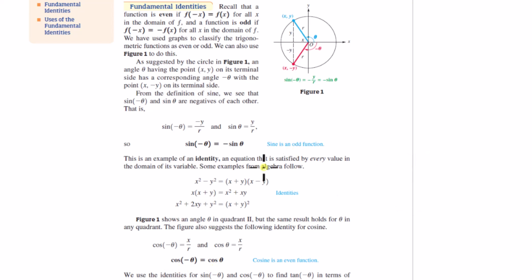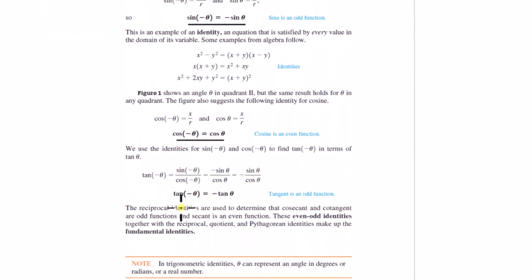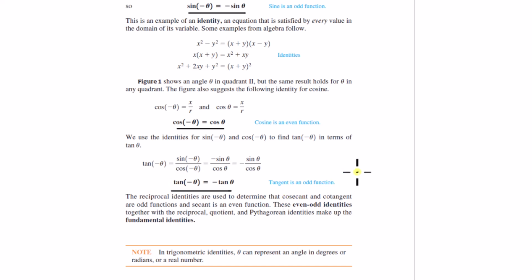What they're saying is we're going to state this as a trig identity, right? We're going to put this in the list. Here's another relation between trig functions. And then here's another trig identity. We're going to use the fact that cosine is even, sine is odd, tangent is odd to make more trig identities that we're going to put in the list.